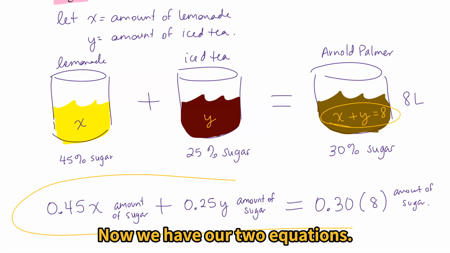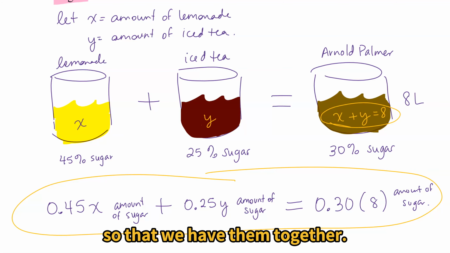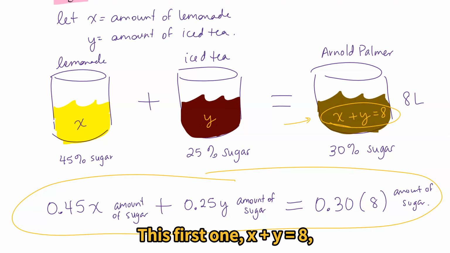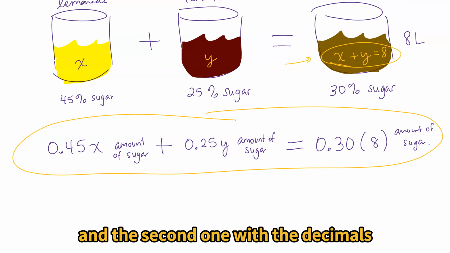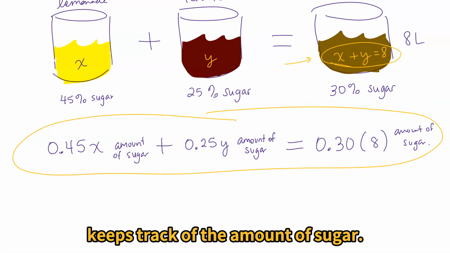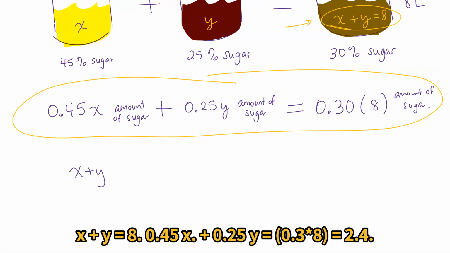Now we have our two equations. And I'll write them a little bit neater so that we have them together. But this first one, x plus y equals 8, keeps track of the amount of liquid. And the second one with the decimals keeps track of the amount of sugar. Let's write them down together. x plus y equals 8. 0.45x plus 0.25y equals 0.3 times 8, 2.4.